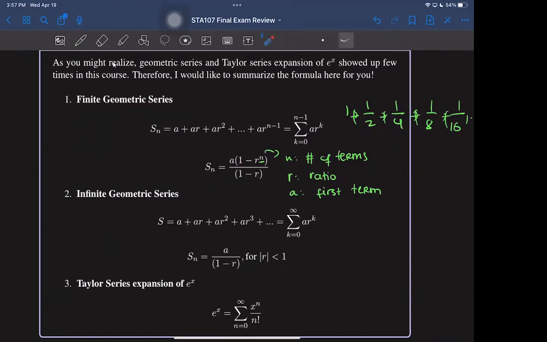And when you have an infinite number of terms, then it is given by this formula, and it only holds when the absolute value of the ratio is less than 1. But you don't really need to worry about that in this course because we are dealing with probability, and the absolute value of probability is between 0 and 1. So it is less than 1 for sure. You can take the first term divided by 1 minus the ratio between each term.